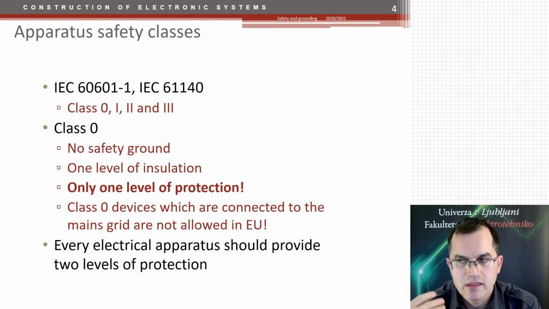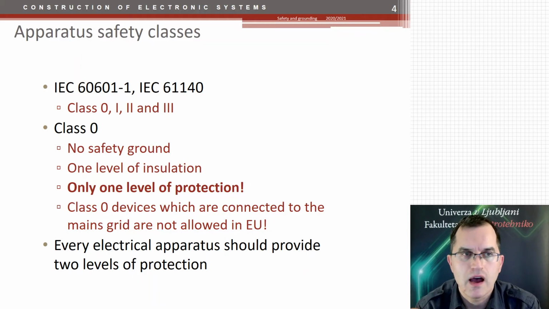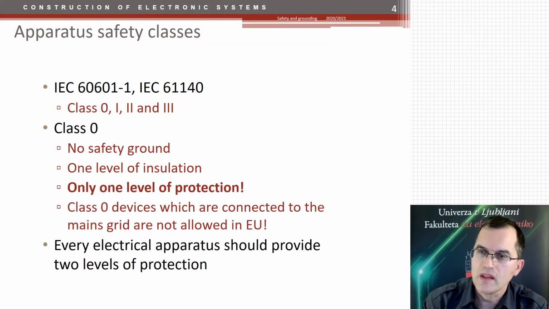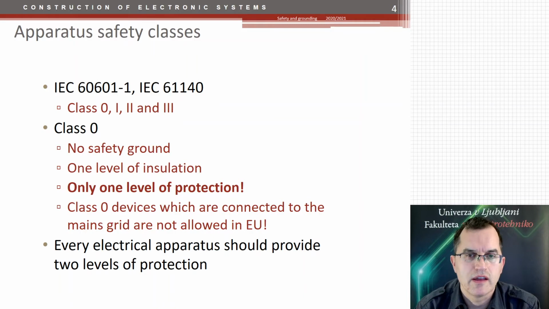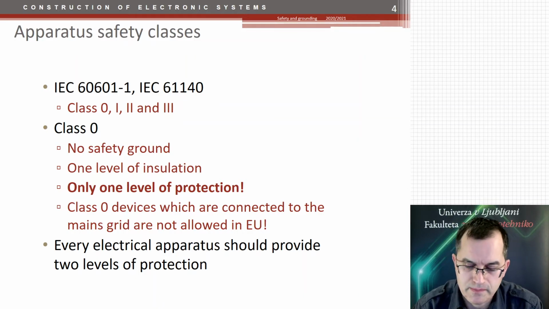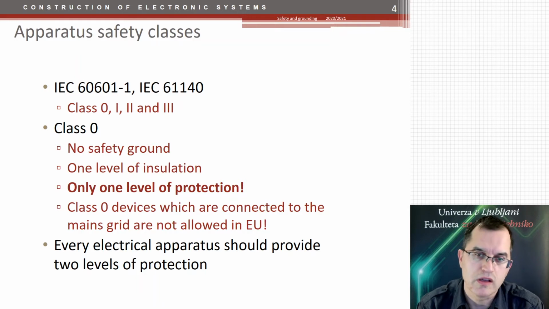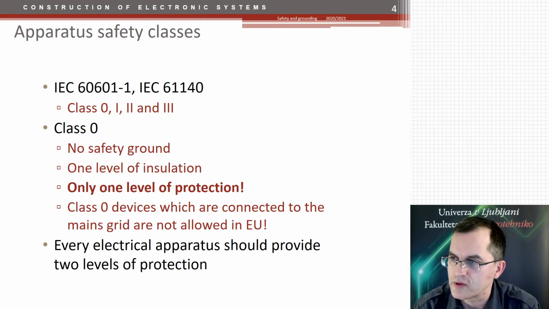Therefore, all devices should have 2 levels of protection. So if one fails, another still works. Let me show you that in other examples. But to conclude here, class 0 devices should not be sold within the EU. That means that all devices that are eligible to be sold in the EU or put to the EU market should have 2 levels of protection.